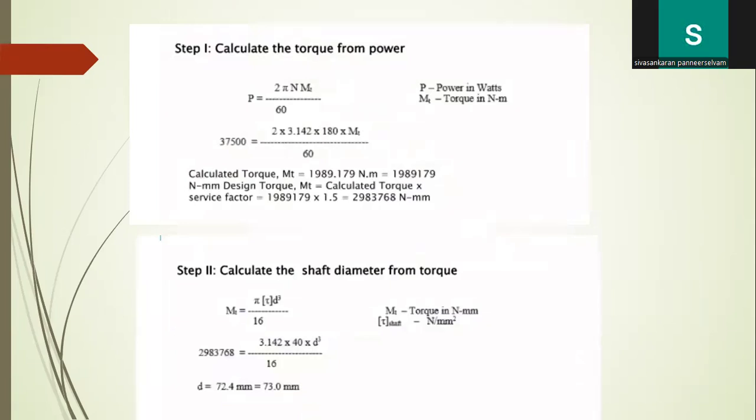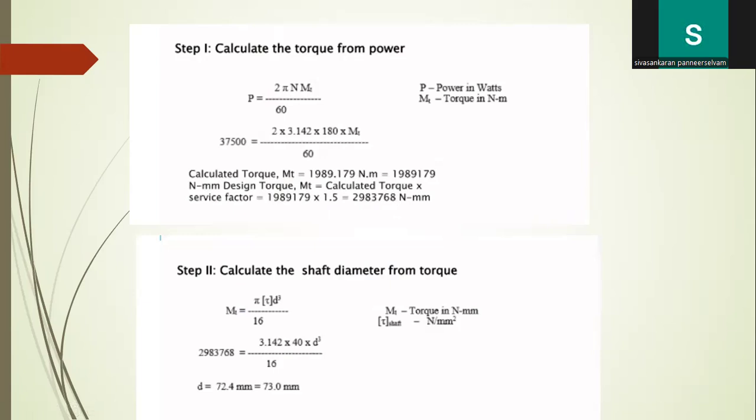First step, find out the torque from the power equation. Using the power equation formula shown above, find out the maximum calculated torque. Then you need to find out the design torque of the coupling. The service factor is given as 1.5. Multiply the service factor with the calculated torque, so you can find out the allowable torque of the coupling design.